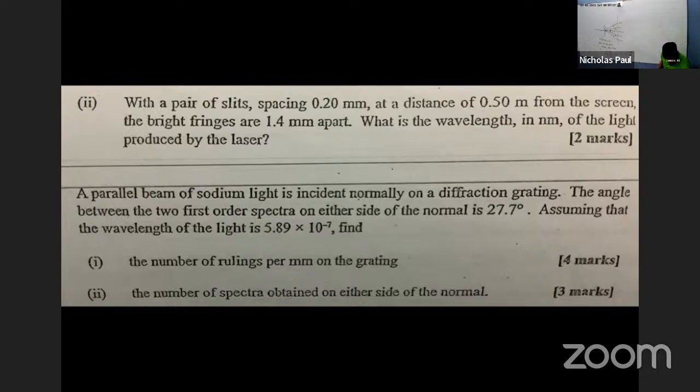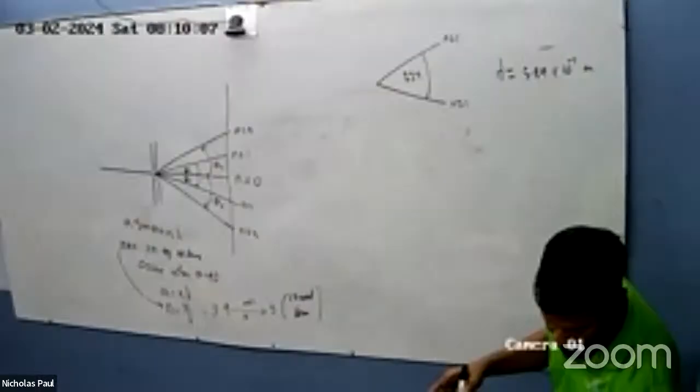Watch this here. The angle between the two first orders on either side is 27.7, divided by 2. And the wavelength is 5.89 by 10 to the minus 7. So they want us to get the number of spectra obtained.